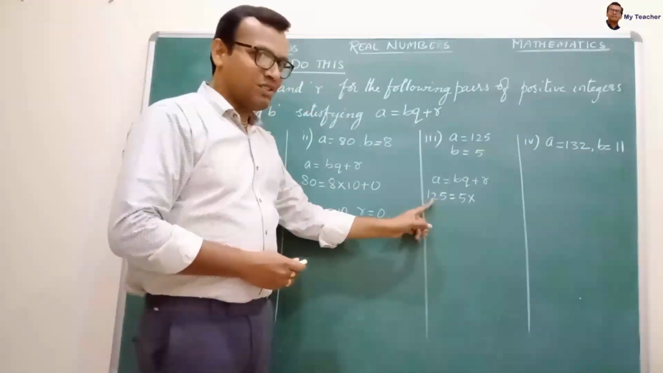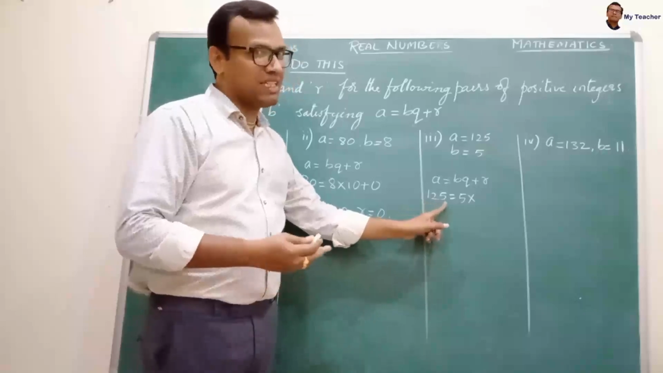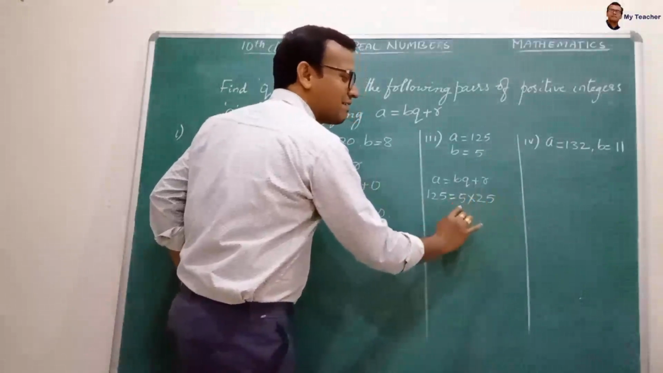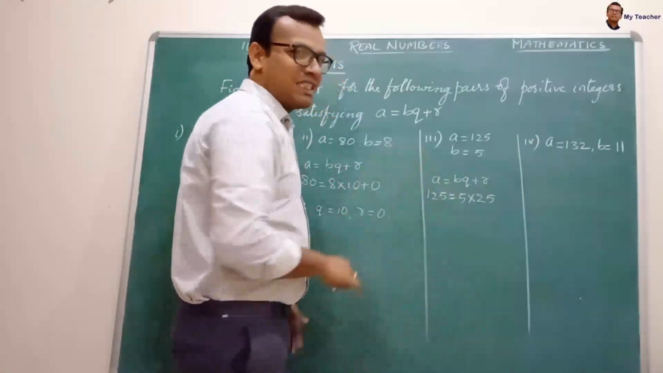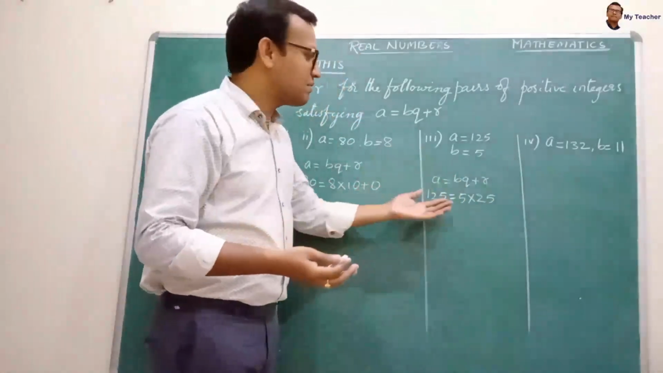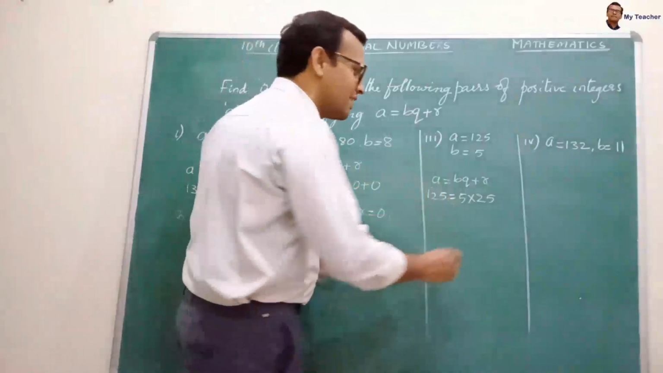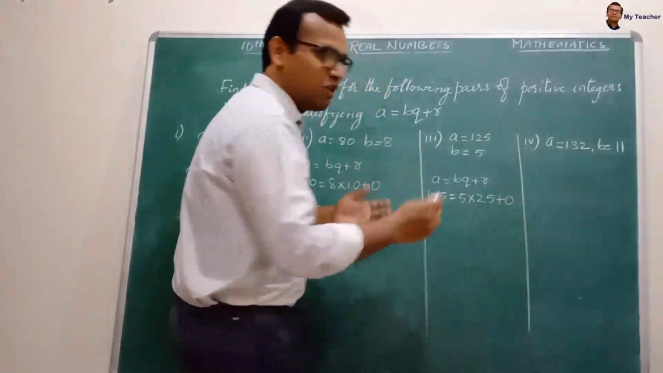5 2's are 10, 2 left, 2 5 25. 5 5's are 25. So 5 25's 125. We got the dividend value. So what must be the remainder? Yes, it is 0. There will be no remainder in this.